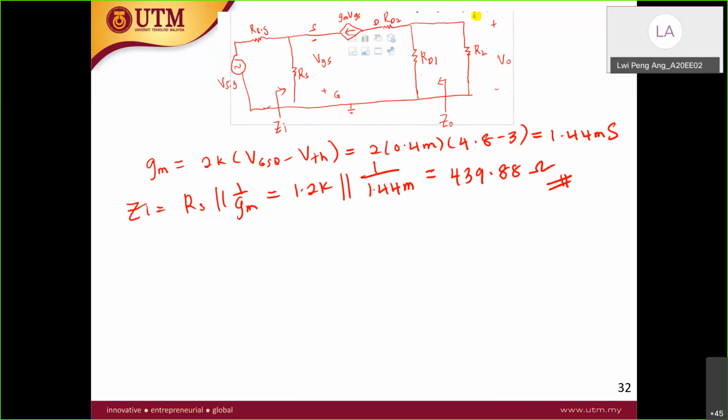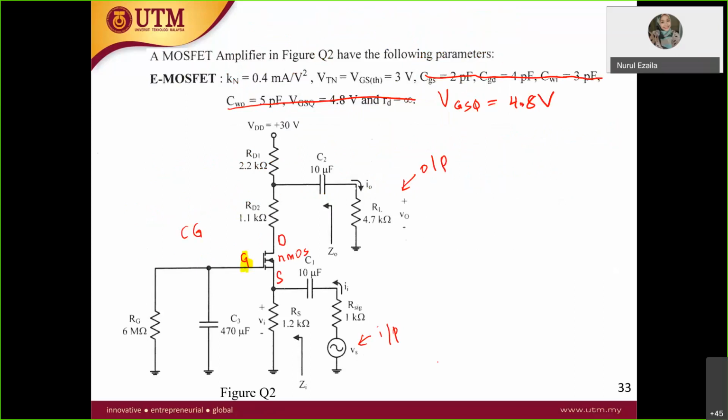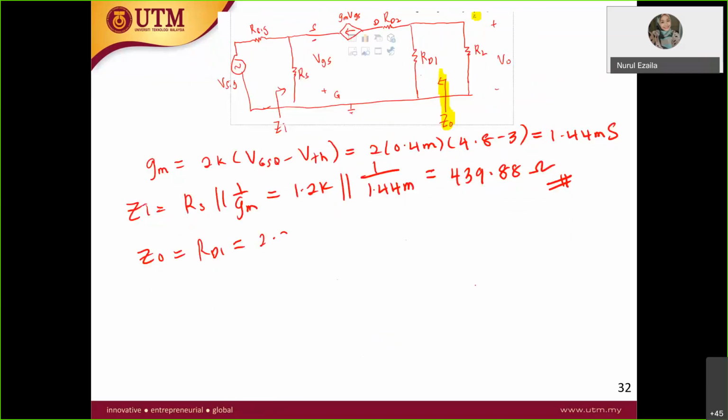All right, great. For the Z out, we only take the RD, the vertical resistor only, which is what you see from here. So it is equal to RD1, which is 2.2K ohm.